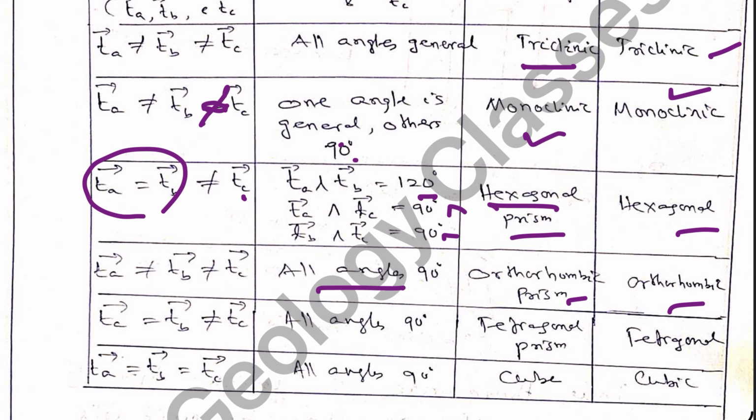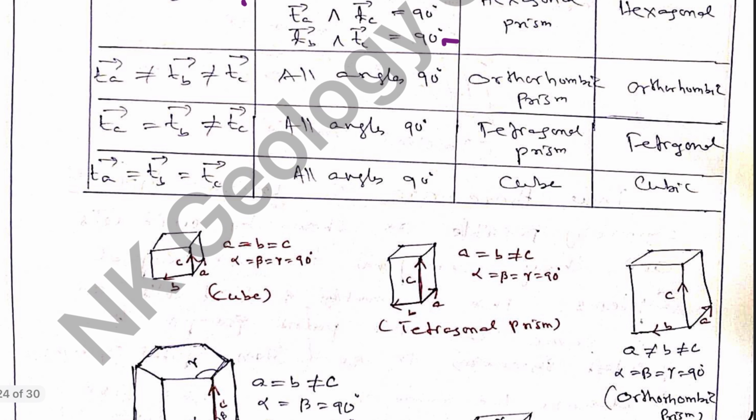If a = b is not equal to c, and all angles are 90 degrees, it will be a tetragonal prism. Here, a and b are the horizontal axes. If a, b, c are all equal and all angles are 90 degrees, it will be a cubic lattice. So this is a cube. a = b = c, all angles are 90 degrees. So this is a cubic lattice.